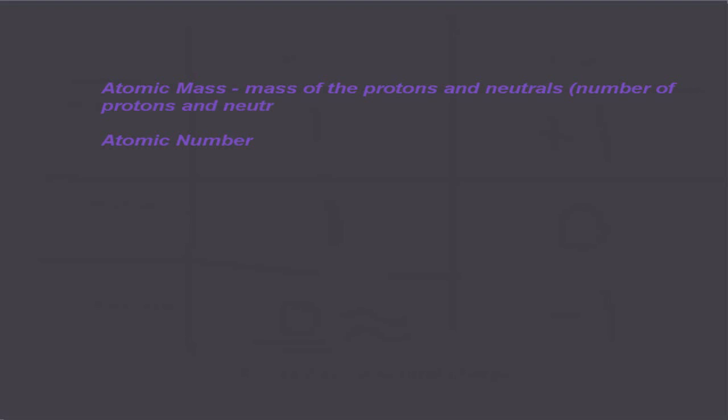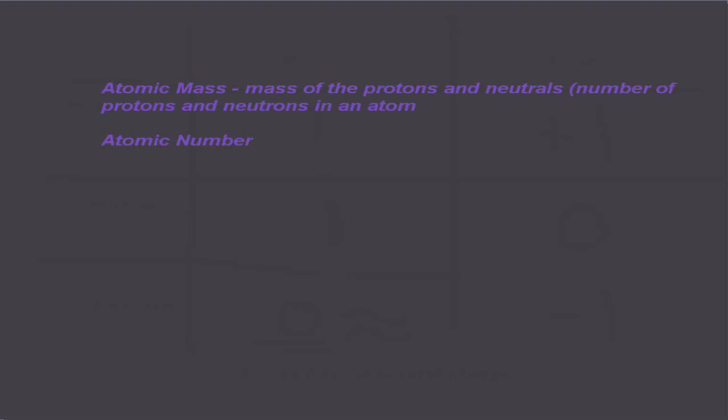So, atomic mass. It's called relative atomic mass, I think, and atomic number. What you need to know is atomic mass is the mass of the protons and neutrons, or the number of protons and neutrons in an atom. That's simple enough.